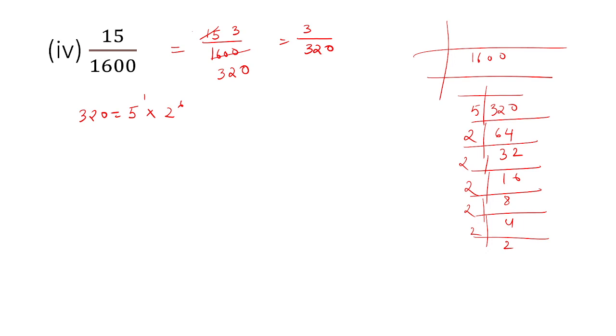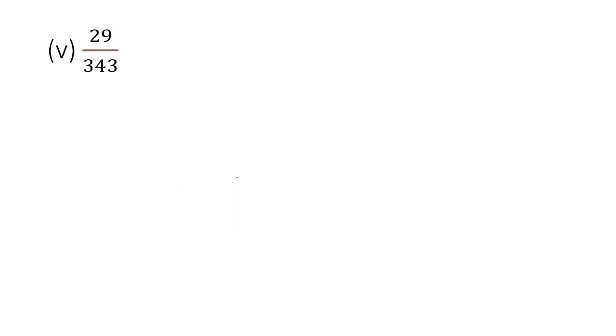Clear? So therefore 3 by 320, okay, is the same thing as 3 by 5 into 2 to the power 6. Therefore the number terminates. Clear? Because remember, Q should be in one of those 3 forms. So this is in the form 5 to the power n or 5 to the power m into 2 to the power n, okay? So therefore it will terminate. Next question is this, okay?